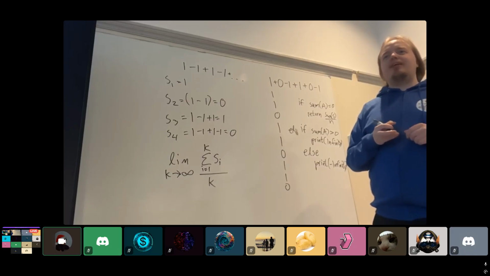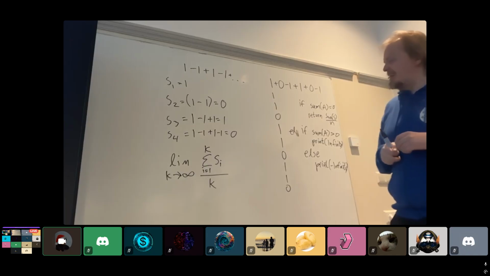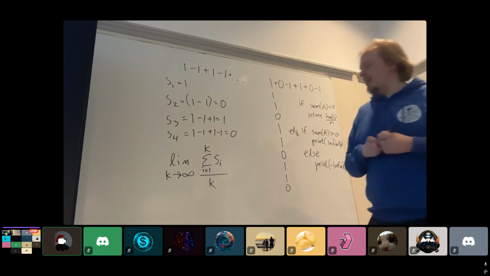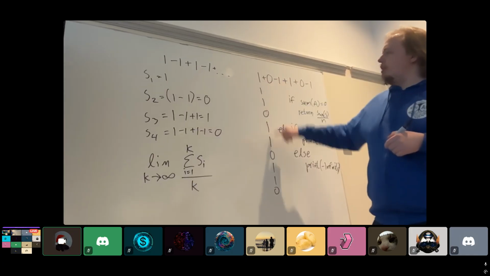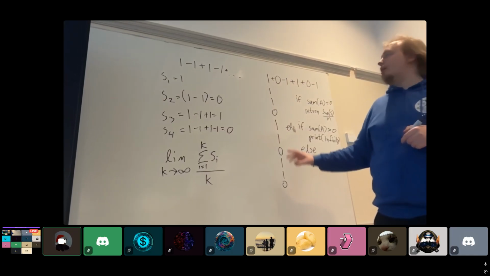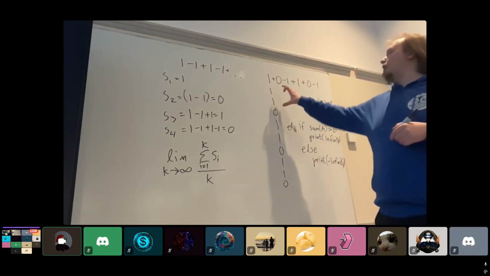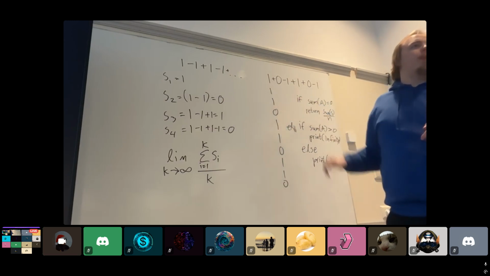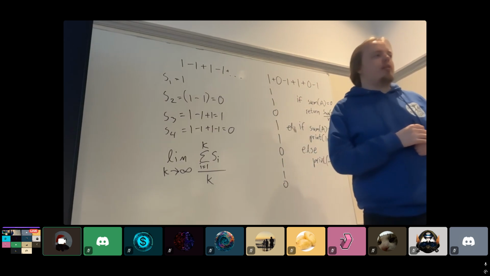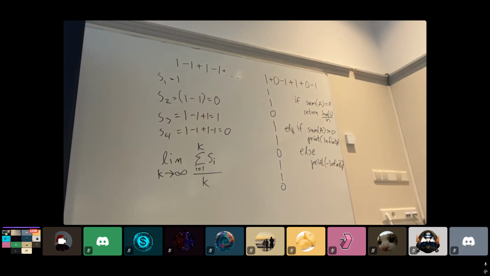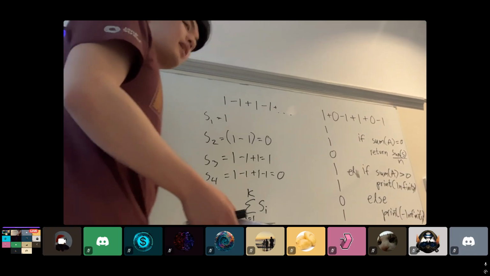Did you get accepted? Yeah. Okay, maybe. But this was the intended thing to note: that these S's are periodic themselves, and that means that the average of all of them is the average of one period, if the sum is 0. Yes. Okay.